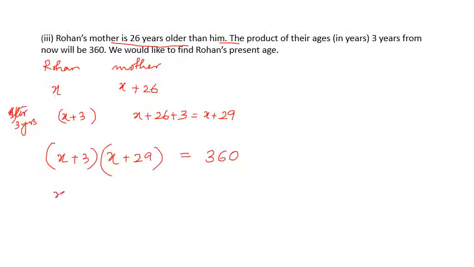Now if you expand, you will get the answer. What do you get? x square, we are multiplying x into x. Then we are multiplying x into 29, that is plus 29x, plus now we have to start with 3, 3x plus 29 into 3 is equal to 360. Now if you take 360 to the other side, you will be getting an equation, and that is the quadratic equation that you need.